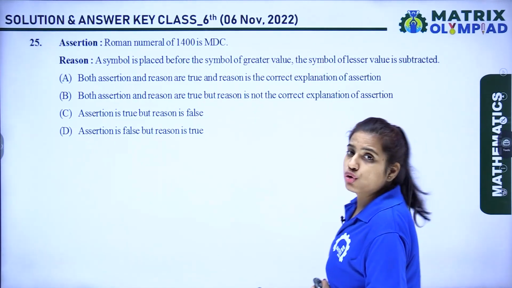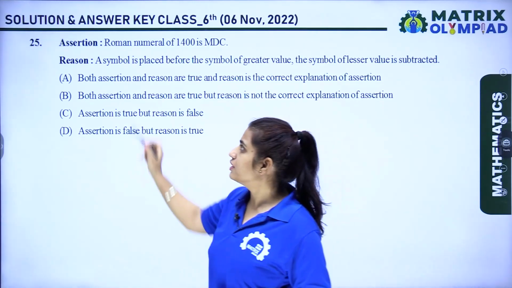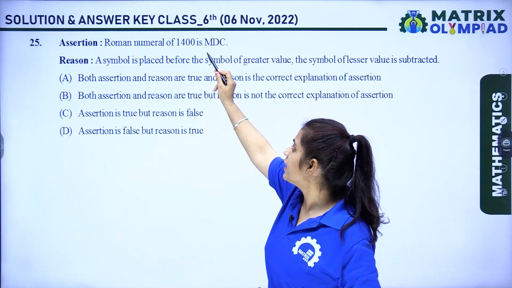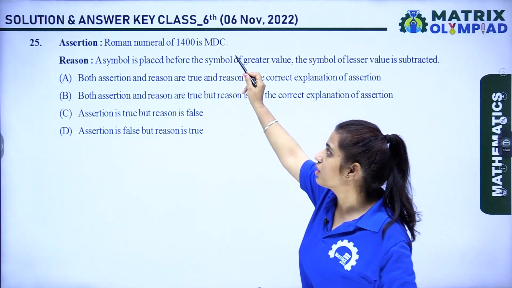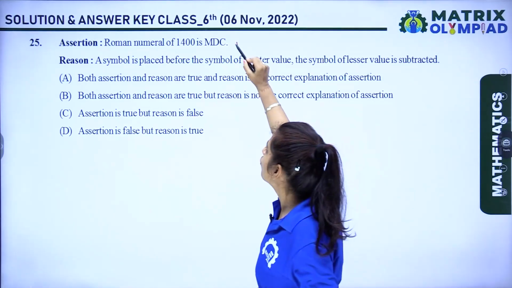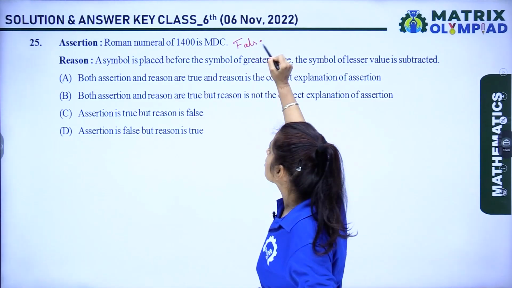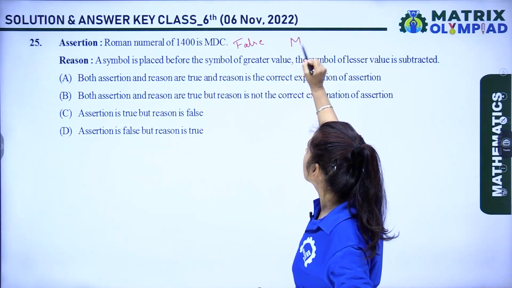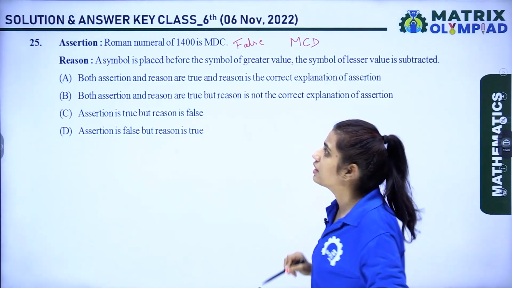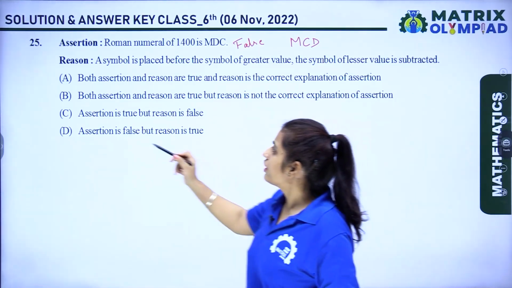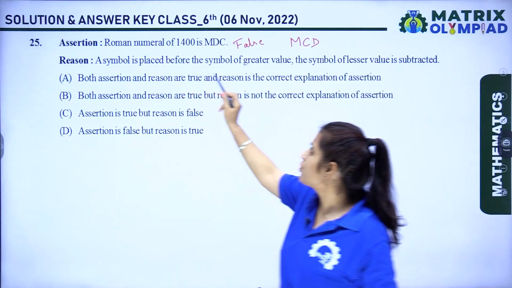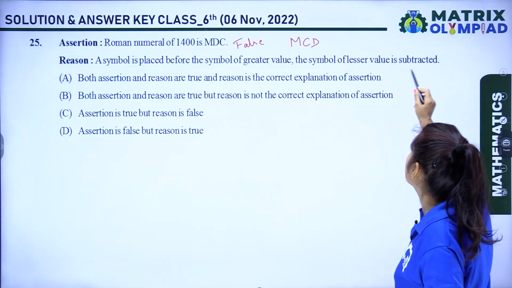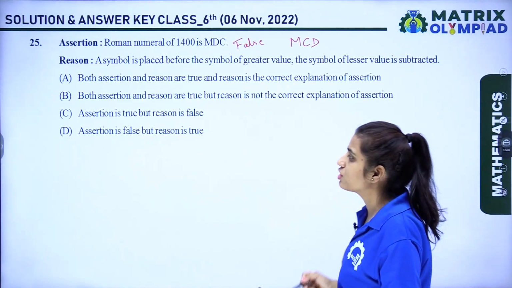Let's solve question 25. Assertion: the Roman numeral of 1400 is MDC. So this statement is false, because 1400 is written as MCD in the Roman numeral. The reason: when a symbol of lesser value is placed before a symbol of greater value, the lesser value is subtracted. So the reason is true.